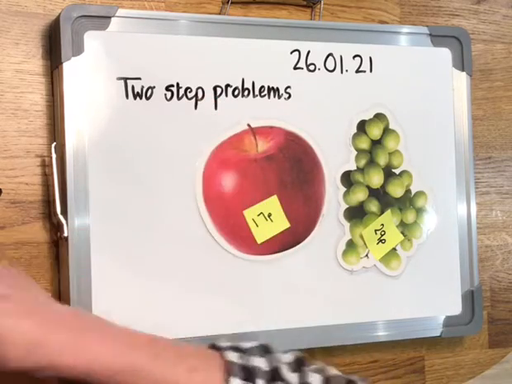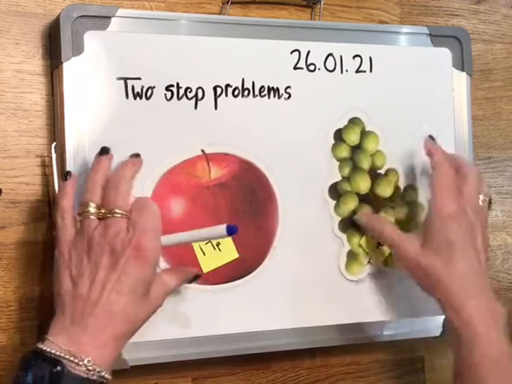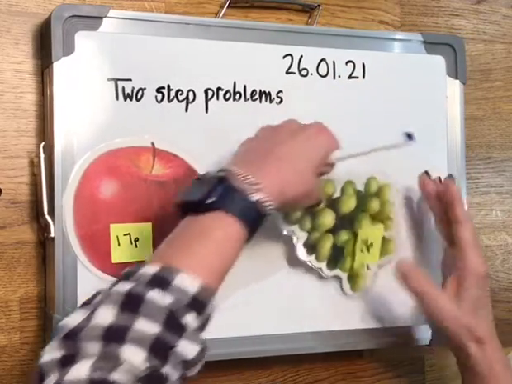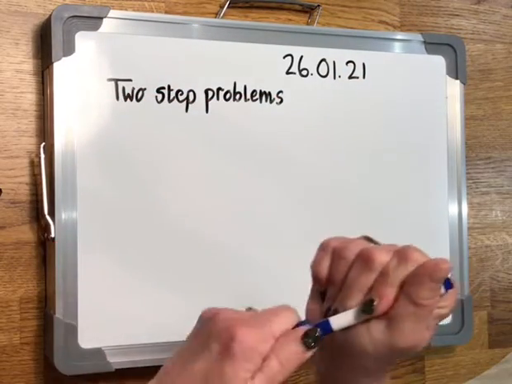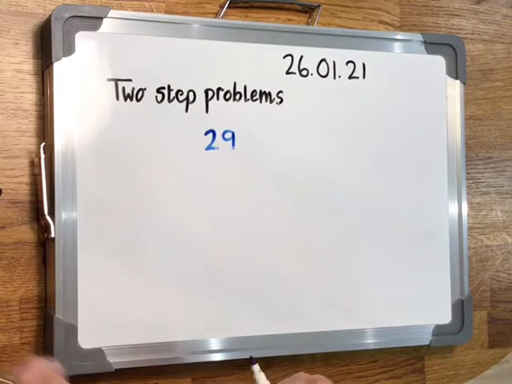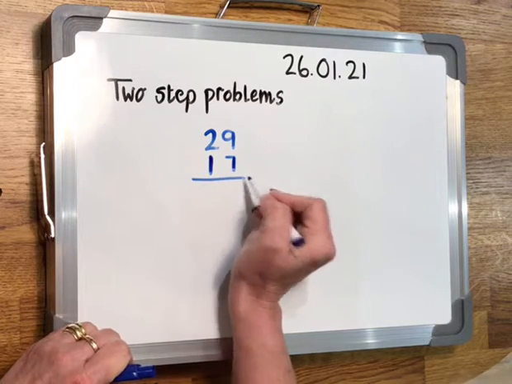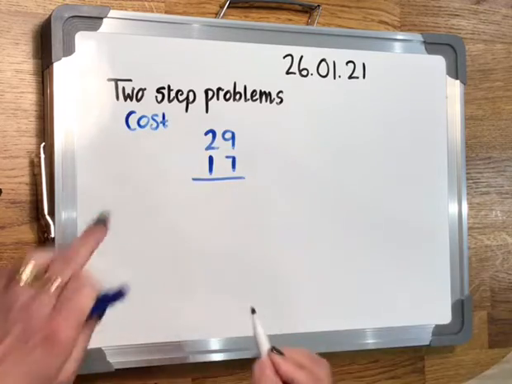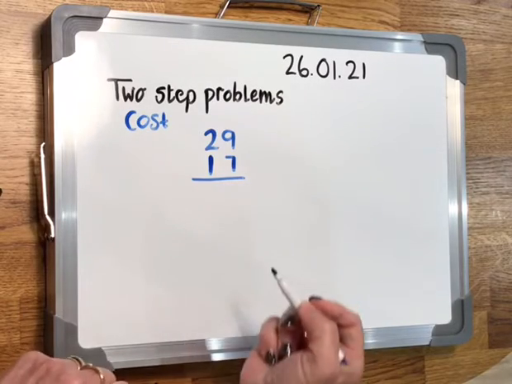Because the first thing I've got to do is work out how much my apple and my grapes are going to cost all together. So I've got to do an addition. So let me just move them out of the way. So my grapes cost 29p. And my apple cost 17 pence. So I'm going to do a column addition, and I'm going to write cost here because that way I know exactly which part of the problem I'm solving.